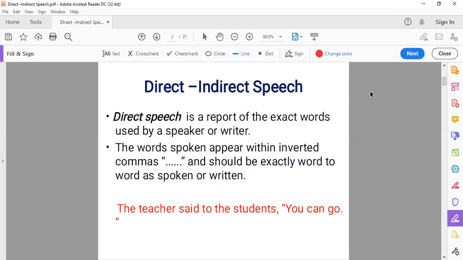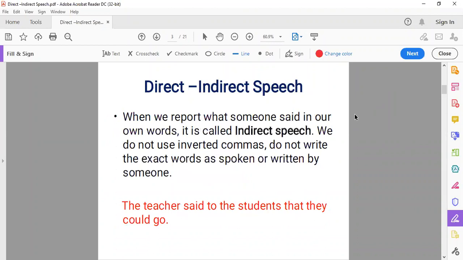Okay, students, we discussed direct and indirect speech yesterday, and we had this discussion that direct speech is a report of the exact words used by a speaker or a writer. The words spoken are put within the inverted commas and should be exactly the same words that are spoken by the speaker.